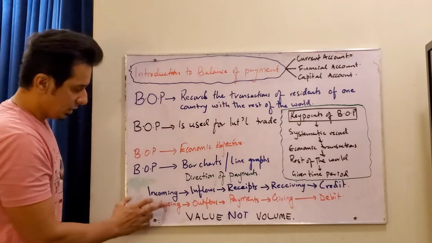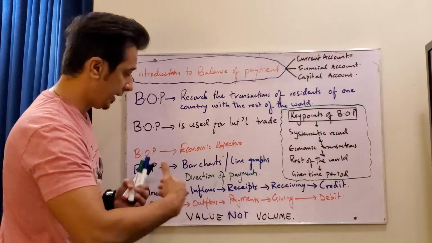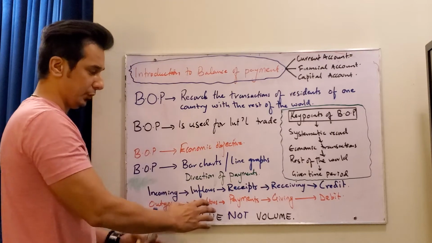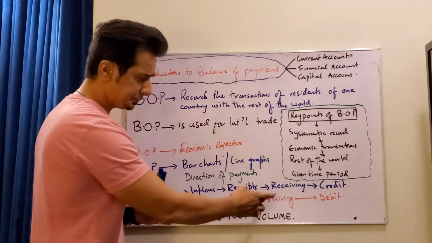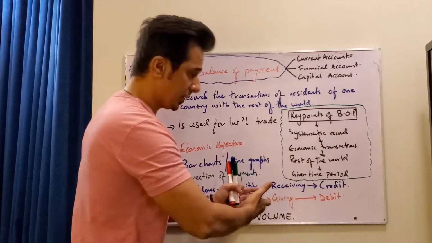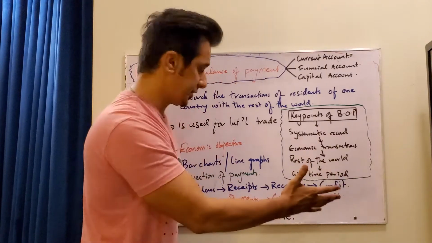All right. On the other hand, if there is an outgoing of money, that means money is going out of the country. So that is an outflow. Outflow would be a payment. We're paying the other country. That is, money is going out of the country, so we're giving out money. So this would be treated as a debit transaction.